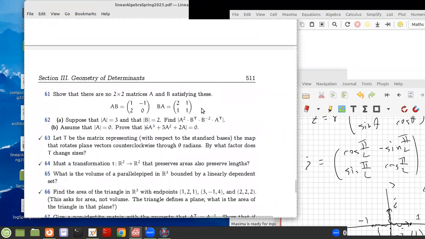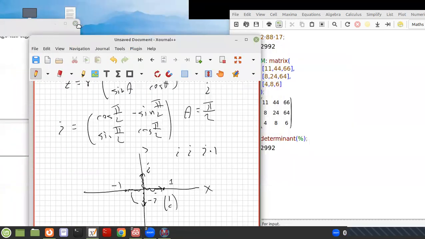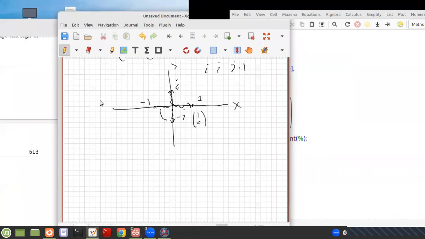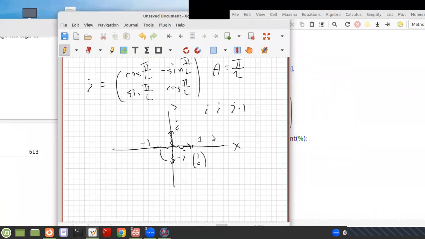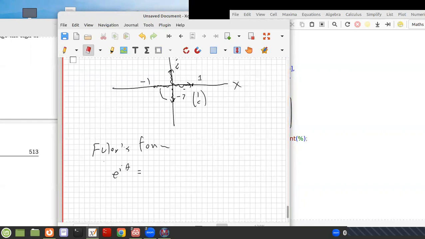Is this related to Euler's formula at all? Yes. Euler, how do you say that? Euler's formula, either the ix or f theta, was that e to the i theta equals cosine theta plus i sine theta, right?